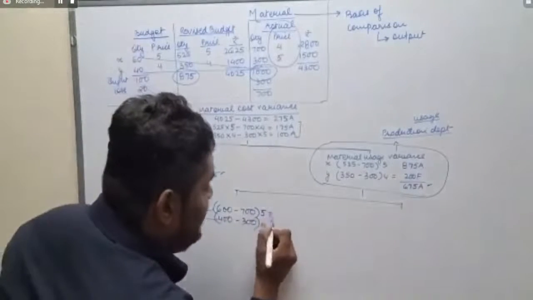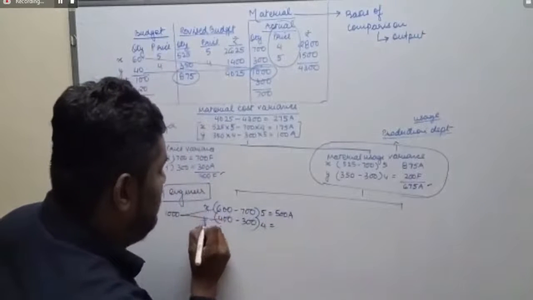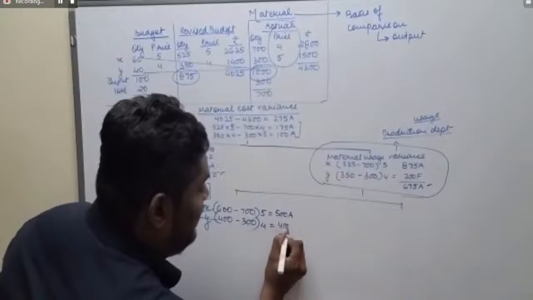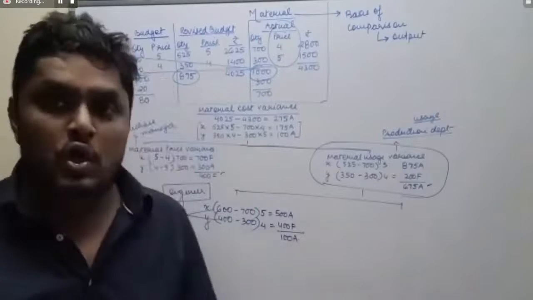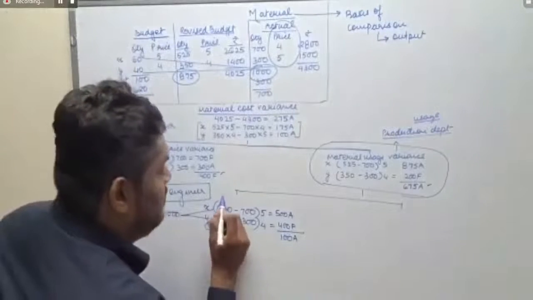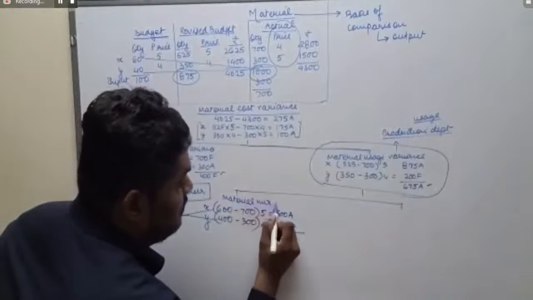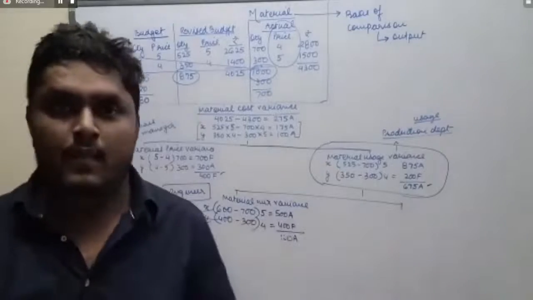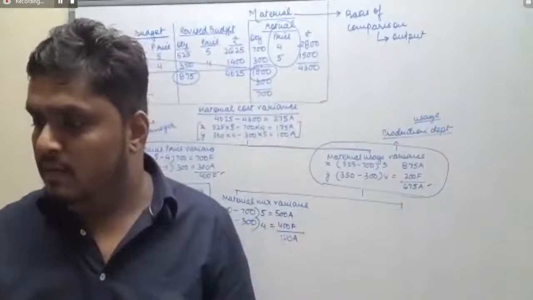So herein, due to change in mix, there is a deviation of 500 adverse in case of X, and in case of Y it is 400 favorable, still a net adverse of 100. So this is due to change in mix. That's why it is the material mix variance. If you guys have any doubts in this material mix variance, you can ask me.